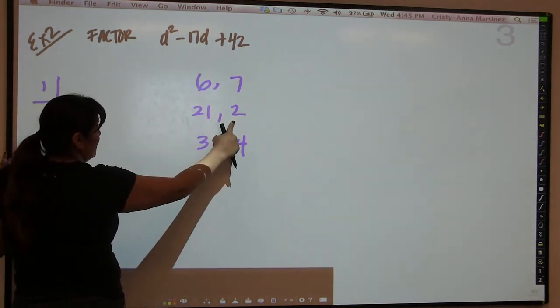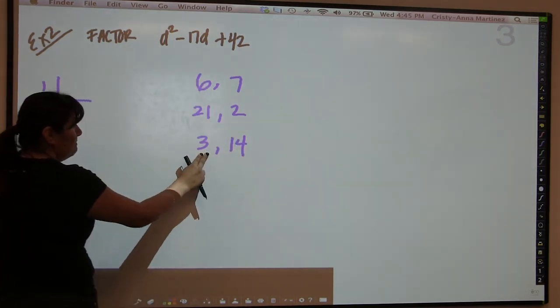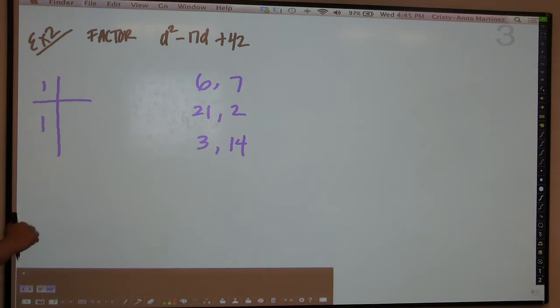21 minus 2 is 19. So that's not going to do anything. But this one might work. 14 and 3, that could be 17. So I'm going to try those.